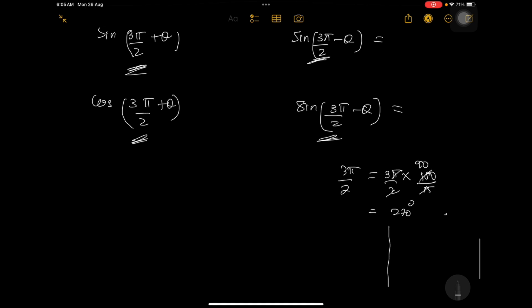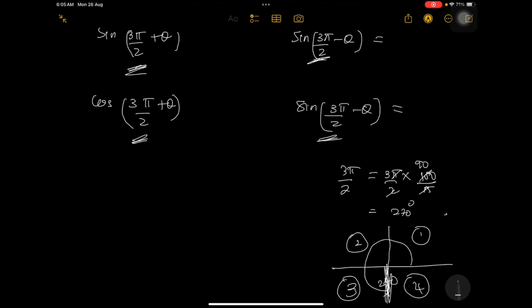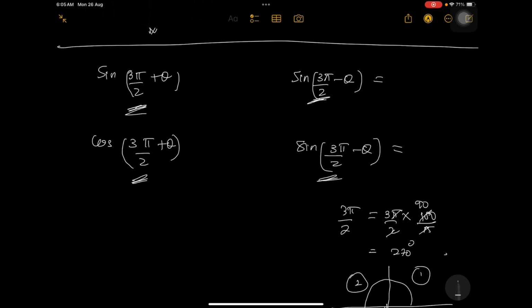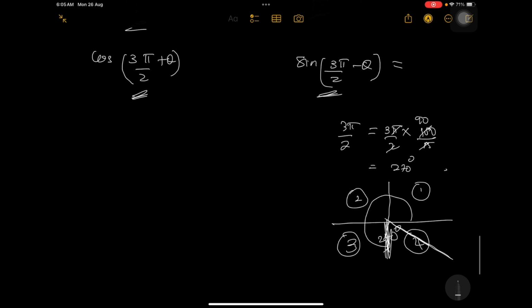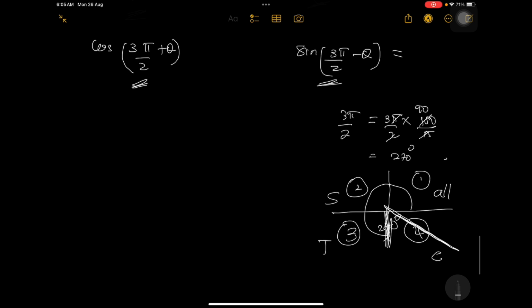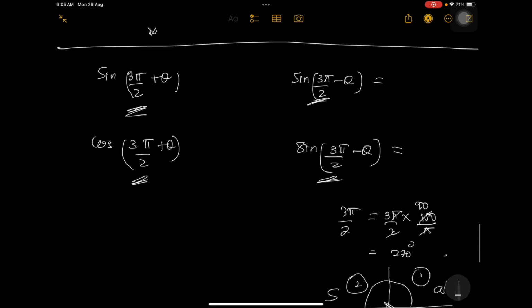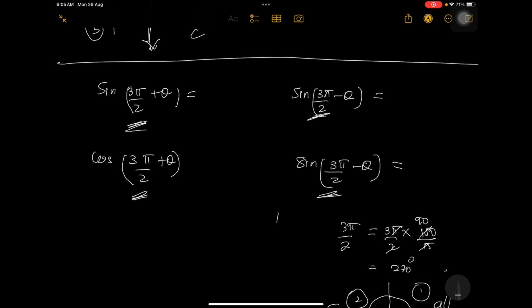So it denotes the third quadrant. This is 1, 2, 3, 4. So this 270 is here. So 270 plus theta means it's going to be in the fourth quadrant somewhere. So all silver teacup. In the fourth quadrant, only the cos value is going to be positive. So the sine value is going to be negative, cos value is going to be positive.